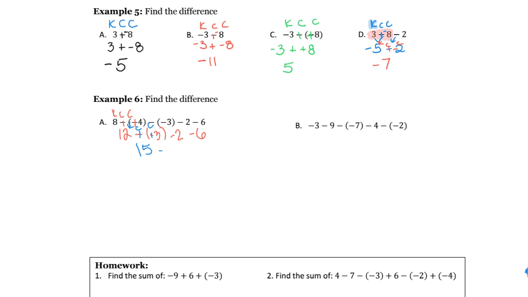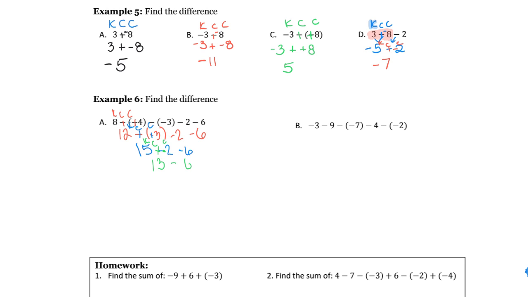Now we're going to rewrite -2, -6. All right. Keep, change, change. Plus, now it's a -2. So it's 15 plus -2 now. Opposite signs, subtract. So 15 minus 2 is 13. And we keep it positive because 15's bigger.